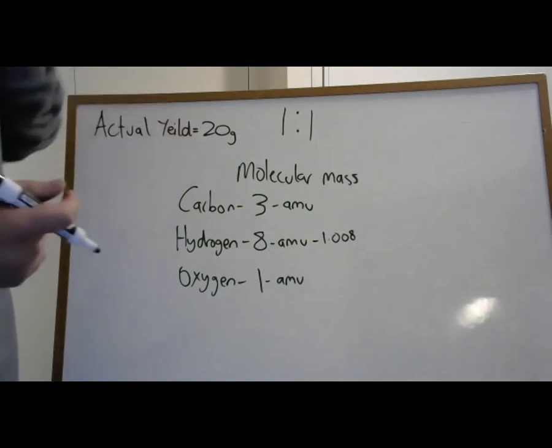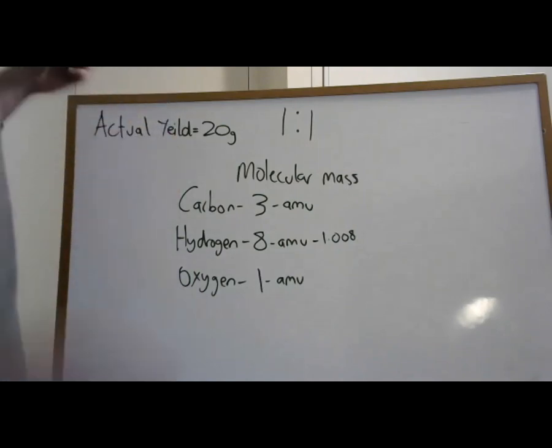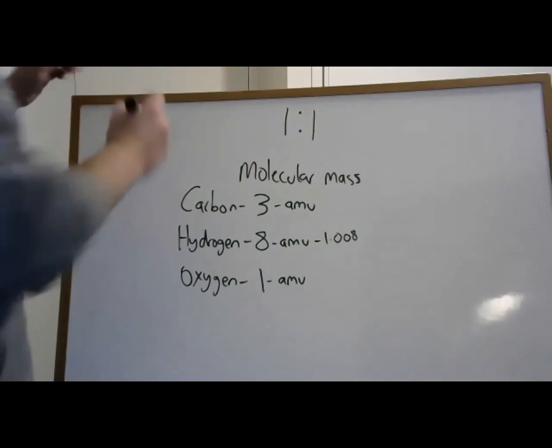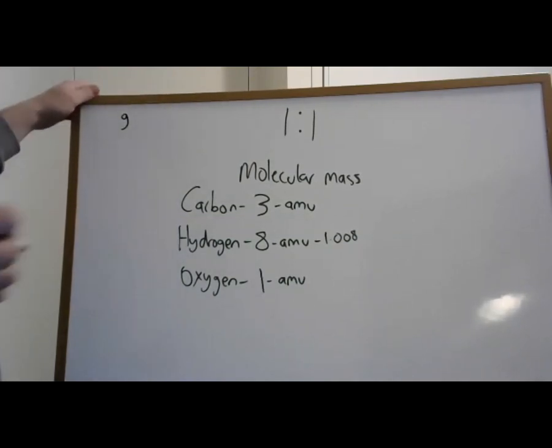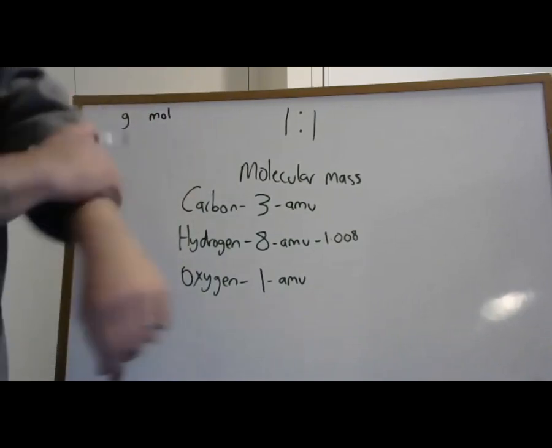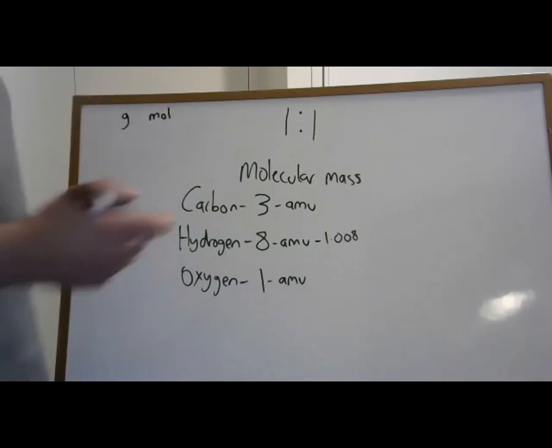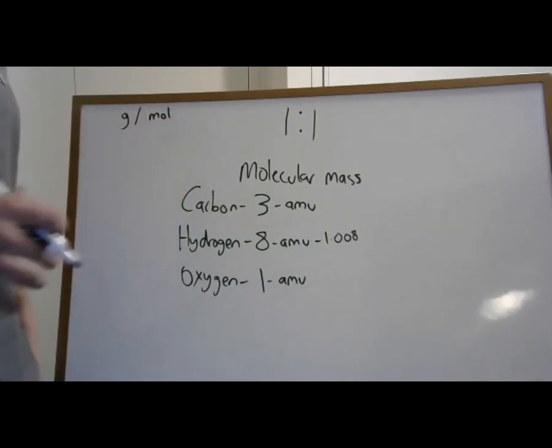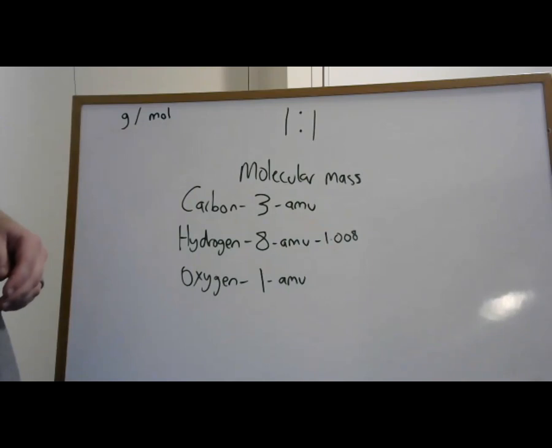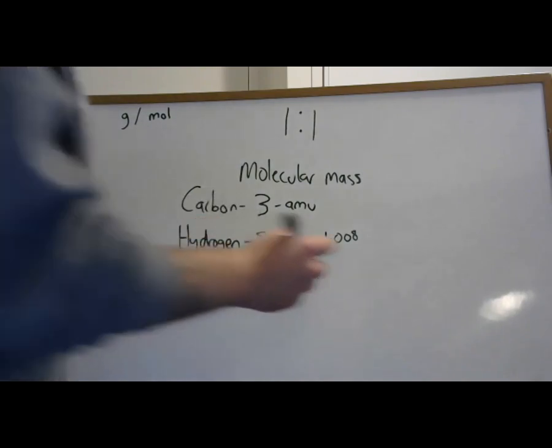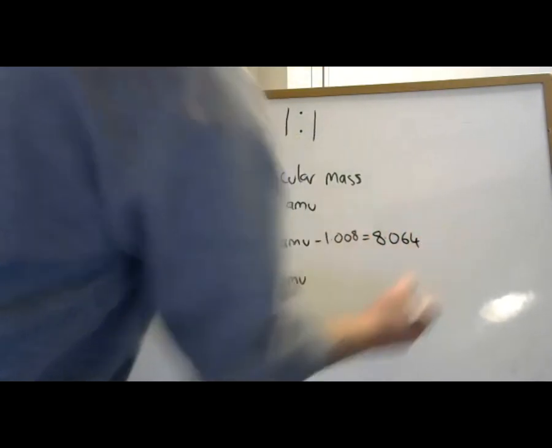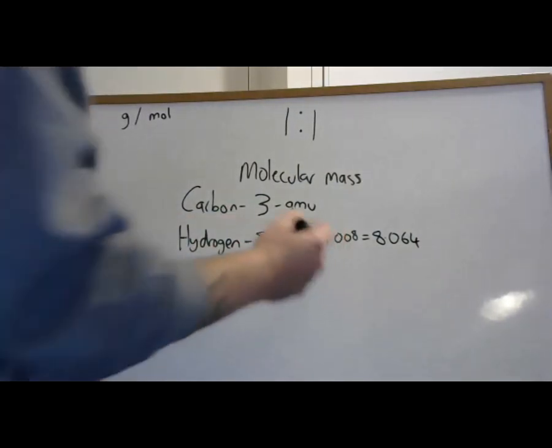The reason we're doing this, I'll get rid of that to avoid any confusion, is that when we're talking about how much of something there is, we don't use grams. We use the mole. And if you look at the atomic mass unit, it is how many grams of something there is per mole. So hydrogen is 1.008. We move on to the next slide. So that equals 8.064.